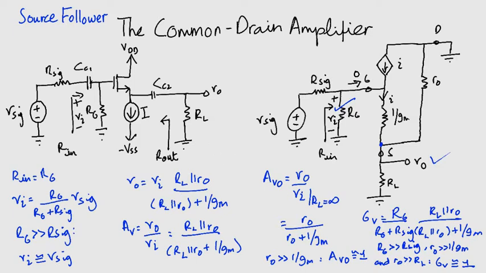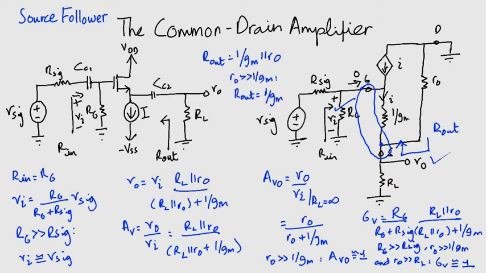The final quantity that we have to calculate, that is Rout, we short Vsig in the small signal equivalent circuit and look back into the source. Now we see between the source and ground here a parallel combination of 1/gm with r0. And as we know, r0 is much larger than 1/gm, so Rout comes out to be 1/gm, and it is a very low value. Now, the source follower features a very high input resistance, a low output resistance, and a voltage gain that is less than but close to unity.